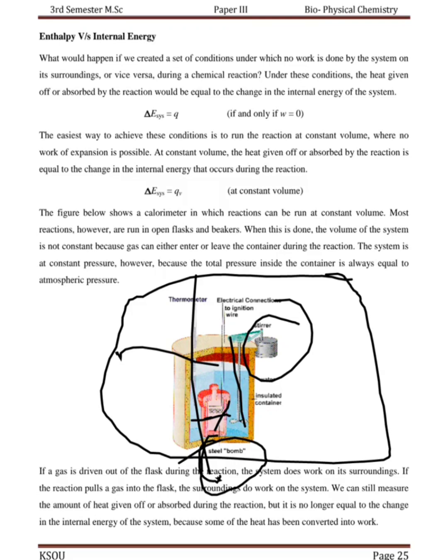You can increase or decrease the pressure for this chamber. If no work is done by the system on its surroundings, delta E of the system is equal to Q at constant volume. If the volume is kept constant, whatever the reaction taking place, the heat equals the change in energy.